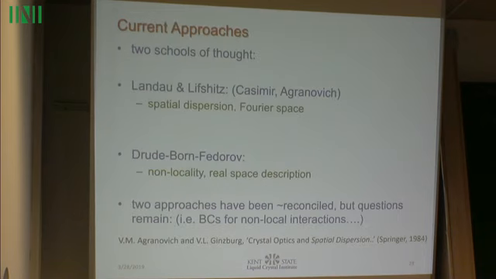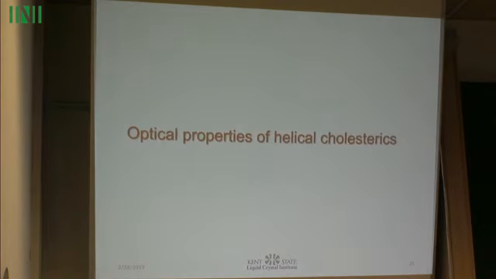Okay, so much for chiral materials. So as I said, there are these two schools of thought. One is basically by Landau, Lifshitz and Agranovich. He wrote a beautiful book just on spatial dispersion, and then Drude, Born, Fedorov, who do this real space description. But there are some interesting questions that remain, particularly involving boundary conditions. In fact, there are some interesting questions in general about what happens on boundaries when you have chiral objects. Okay, so now I want to turn to helical cholesterics.